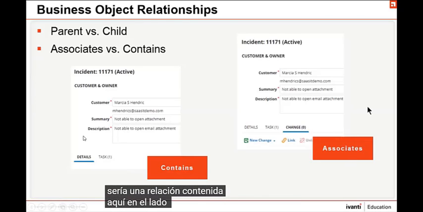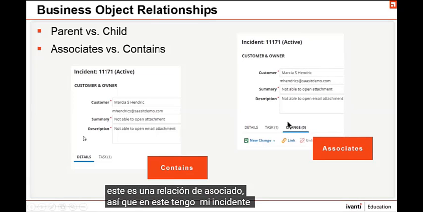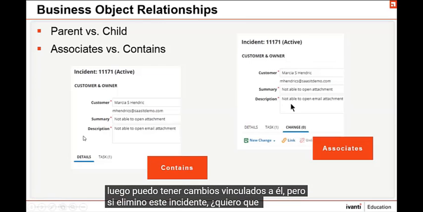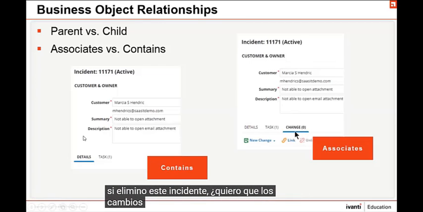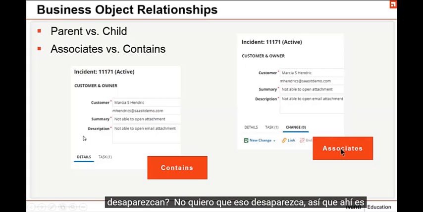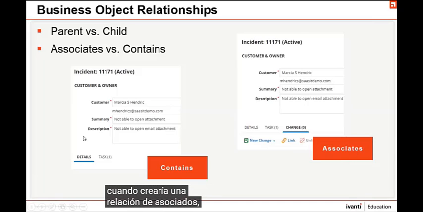Over here on the right-hand side, we're looking at an incident and the change together. This one is an associates relationship. So in this one, I've got my incident, and then I can have changes linked to it. But if I delete this incident, do I want the changes to go away? Well, no, that's another function in our department. So these changes are actually logged. So no, I wouldn't want that to go away. So that's when I would create an associates relationship.